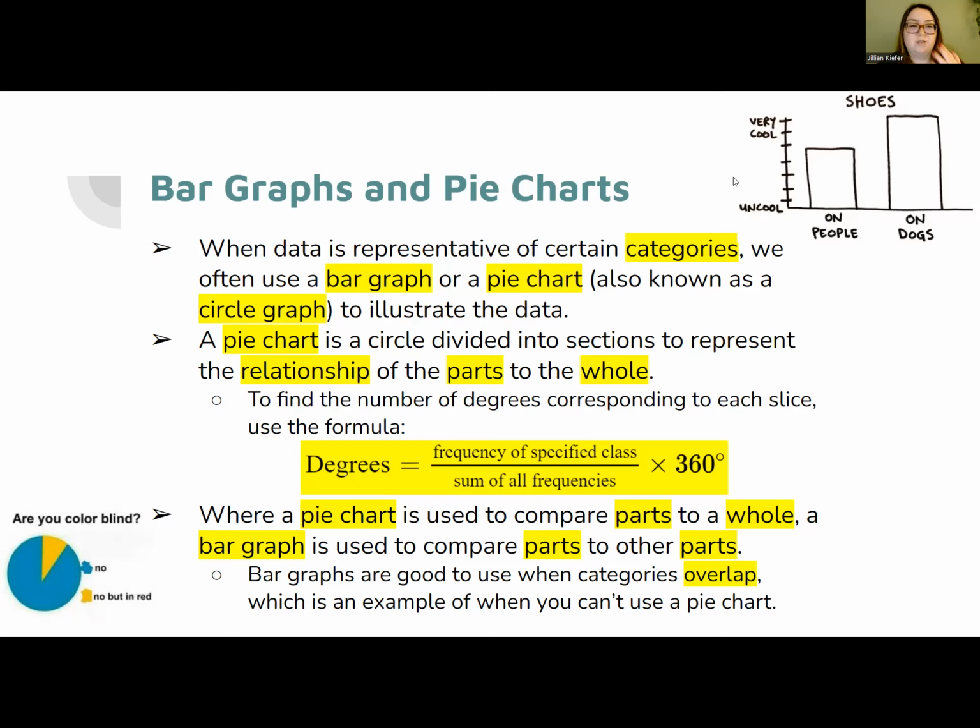We have some pictures of bar graphs and pie charts. In this picture, we have shoes on people and on dogs. On people, it's like, normal. On dogs, though, very cool. Then we have, are you colorblind? There's a pie chart. No, no, but in red. When it's obviously in yellow, so still no. So that's an example of a bar graph and a pie chart.